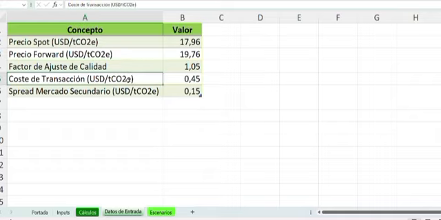2. Transaction costs. These are the costs involved in executing the sale in the secondary market. 3. Secondary market spread. This is the historical difference between prices in the primary market and prices in the secondary market. In this example, it is 0.15 USD per ton of CO2.